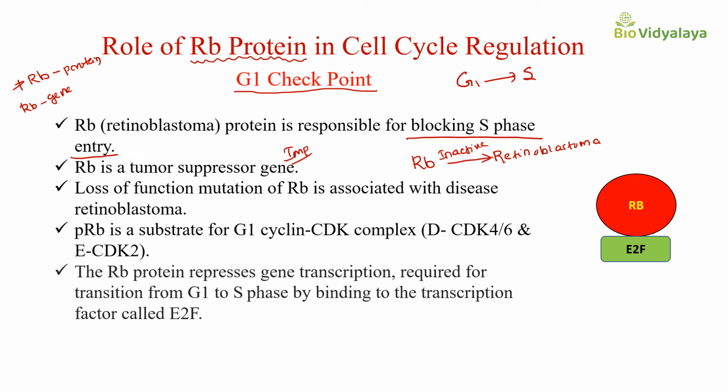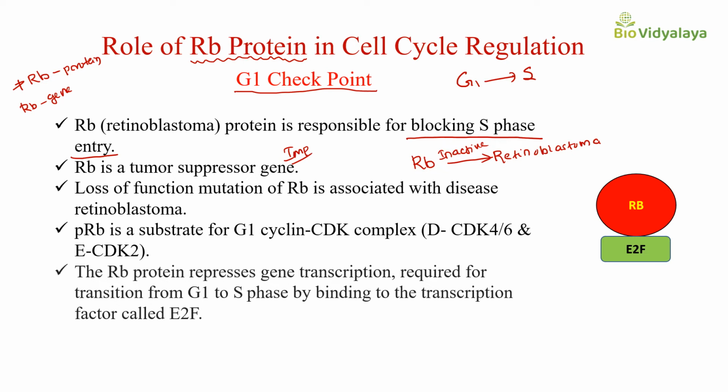In one of our lecture videos, we discussed loss of function and gain of function mutation. If you didn't watch it, then please do watch that video. The link is here in the I button. Okay. So, loss of function mutation of RB is associated with a disease called retinoblastoma.